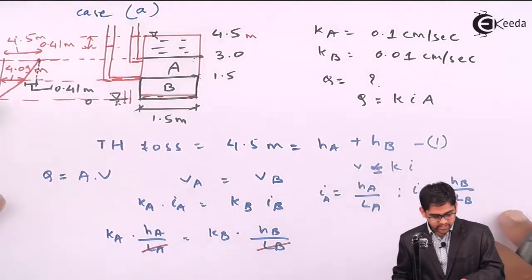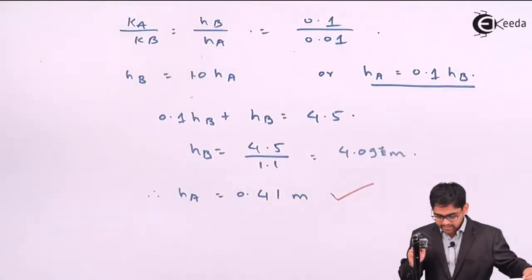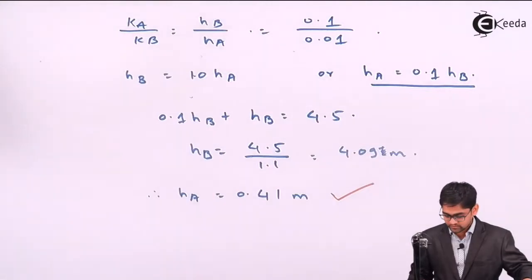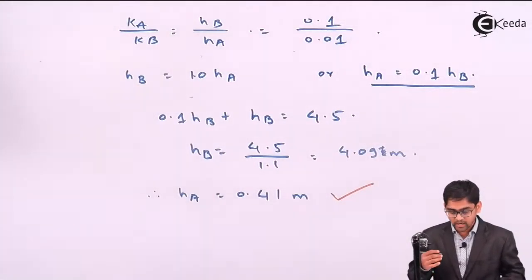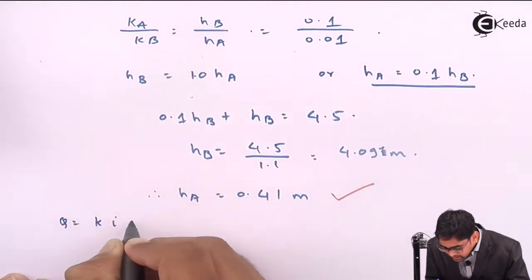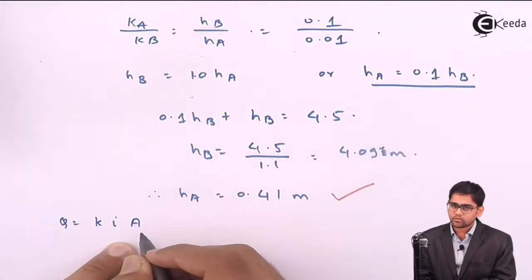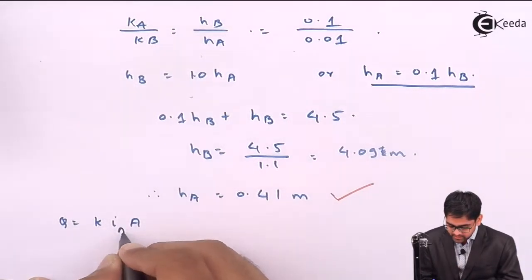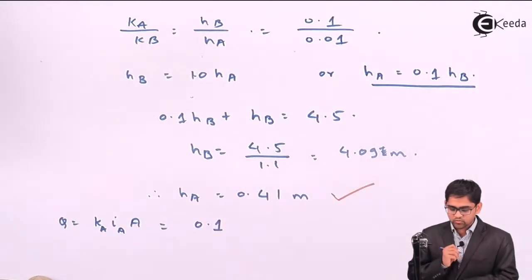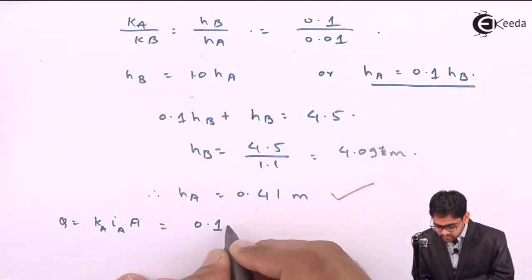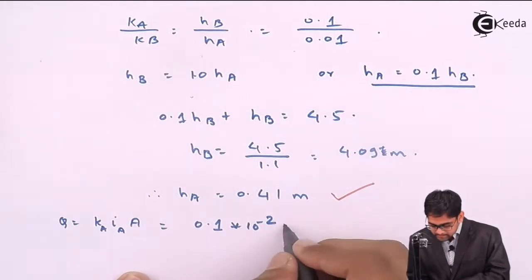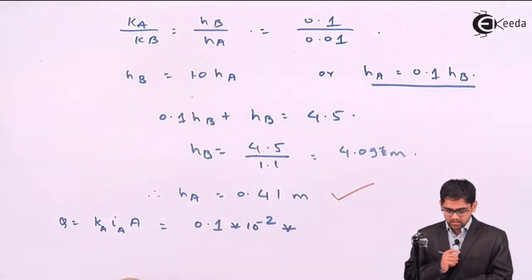So this finishes the first case, but a small part is left, that is the quantity of water which is flowing across the soil. For that, Q is nothing but KIA. The area for both cases will remain the same. I'll write it over here, Q equals KA into IA into A. KA is given as 0.1 centimeter per second, so I'll multiply by 10 raised to minus 2 in order to convert it into meter per second, into IA.